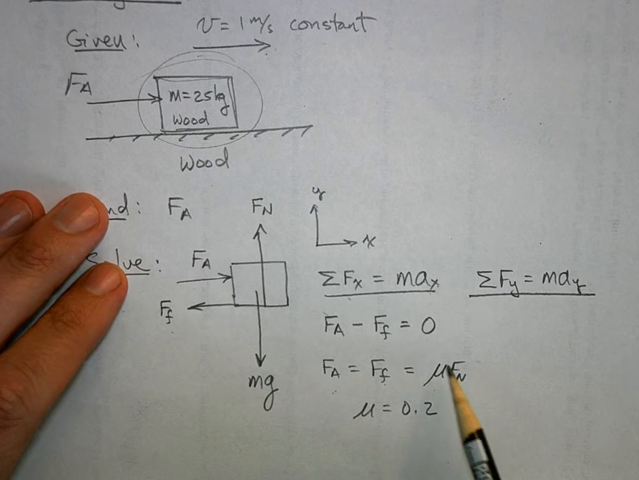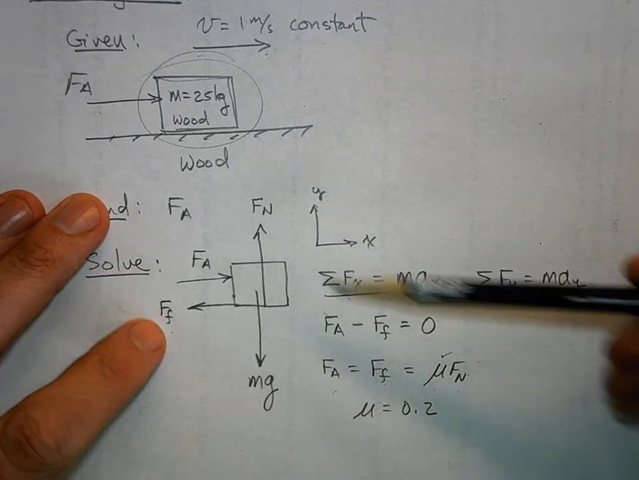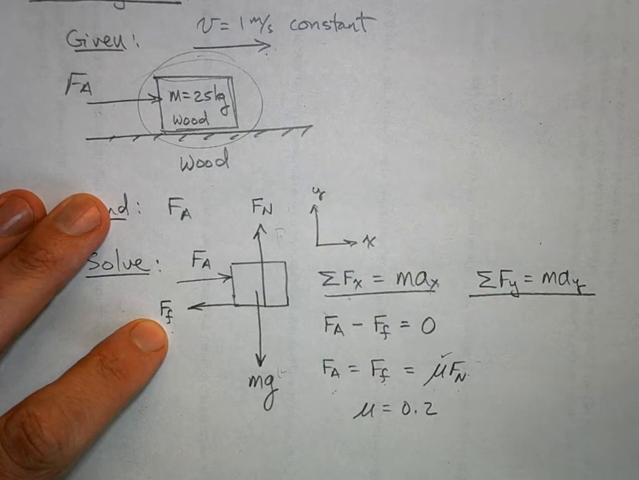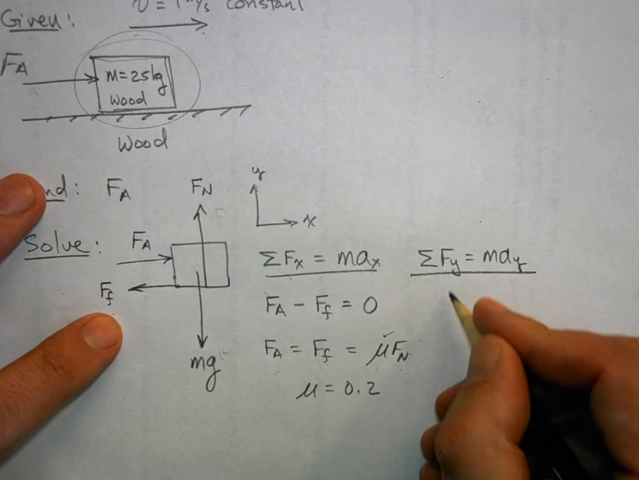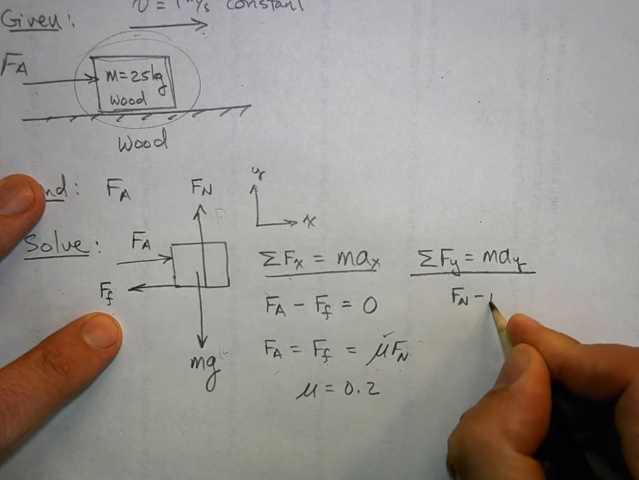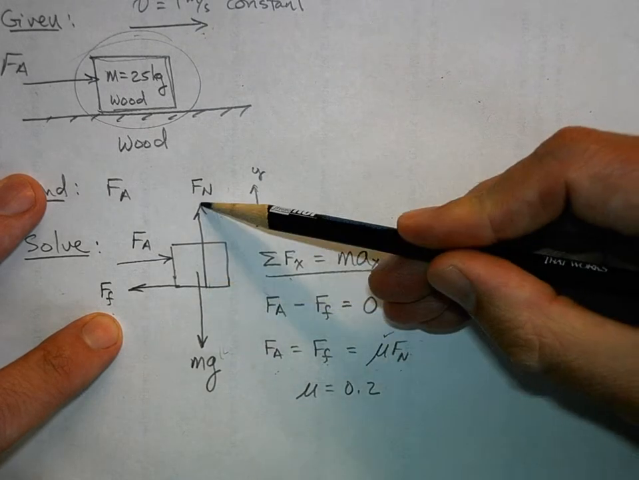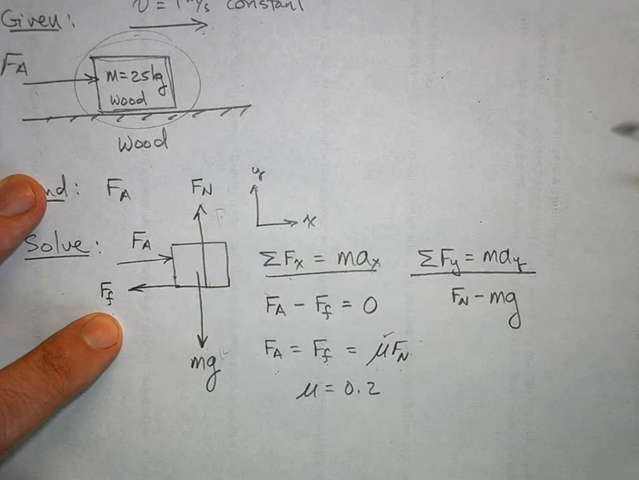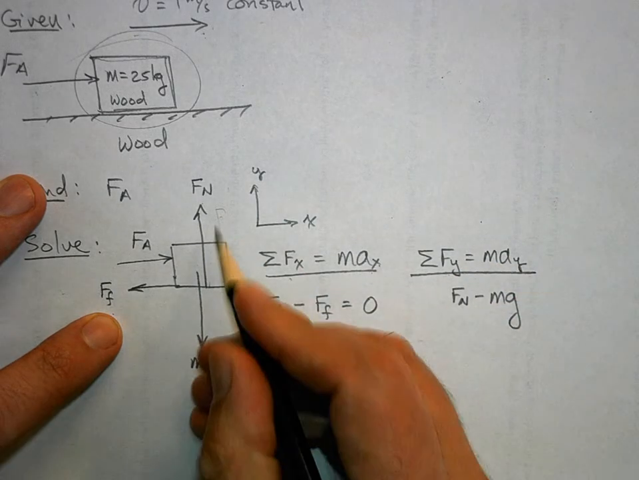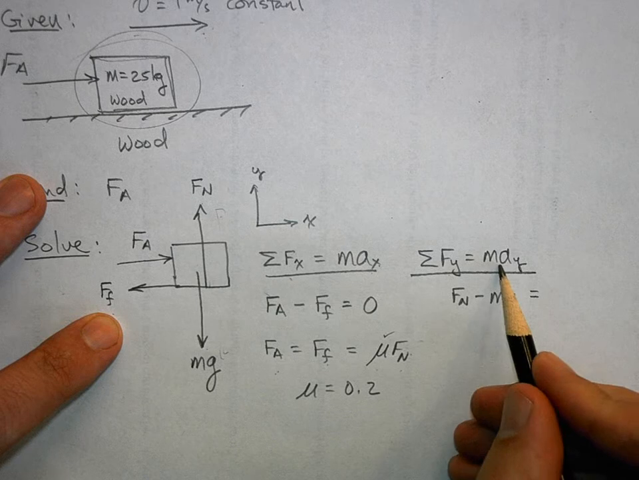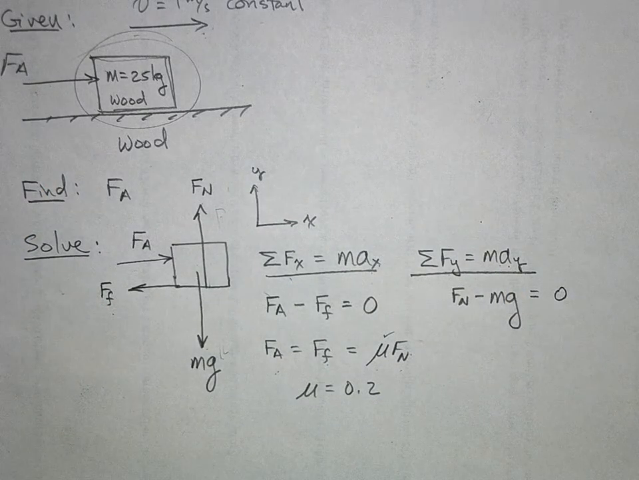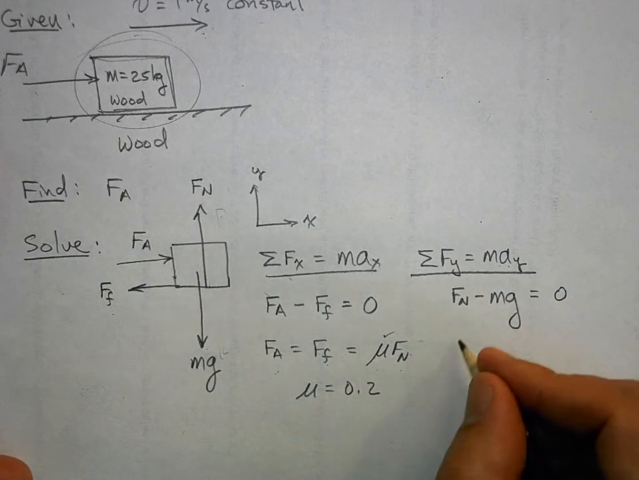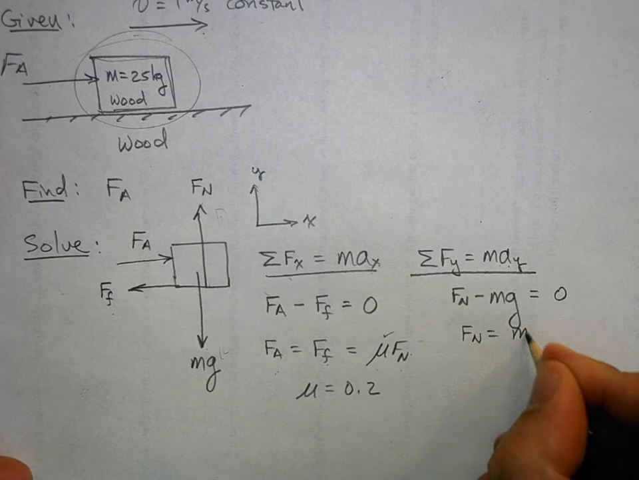Now we need the normal force. We do that by looking in the y direction. So what are the forces in the y direction? Well, we have the normal force minus the weight, right? The normal force is in the positive y direction. The weight is in the negative y direction. And those are the only two forces acting in the y direction, so we're finished with that. Now, what is the acceleration in the y direction? It's 0. There's no acceleration in this problem at all. So this just tells us that the normal force is equal to the weight.